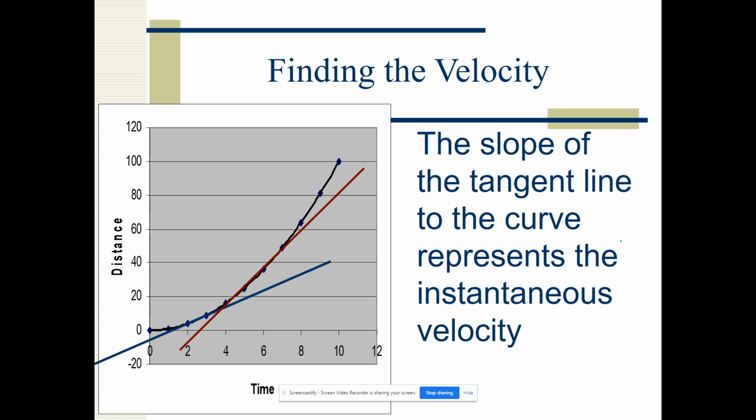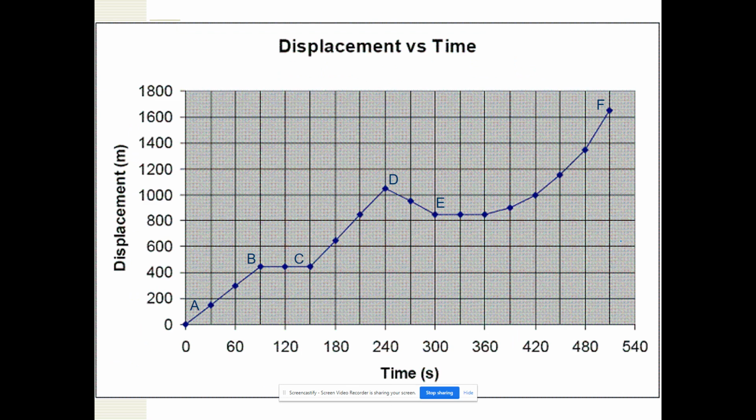Let's take a look at a distance versus time graph and see if we can pick out the different points and what's going on with the velocity. Let's take a look at this very first section, A to B. We can see that A to B is a straight line going in the upward direction, and this would be considered a constant positive velocity going in the positive direction. Here we've got a line that is just flat, and it is not moving at all because the displacement's not changing. That would be zero velocity.